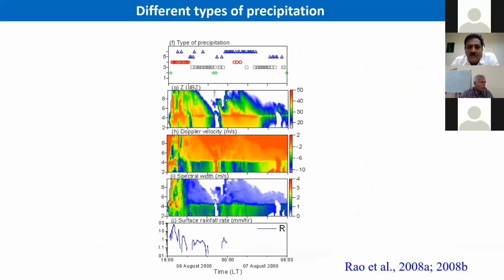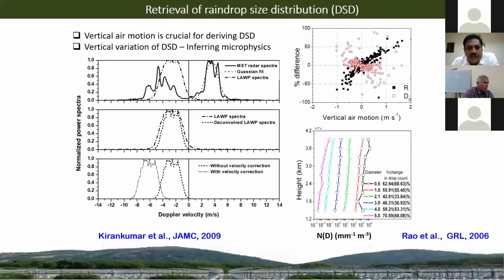Whether it is a stratiform precipitation, we can see a clear radar bright band is present here, which is a signature of the stratiform rain. And here you see very strong rainfall extending up to 8 to 10 kilometers, that is the region where the strong convection is present. So we can segregate the different types of precipitation using this type of radars.